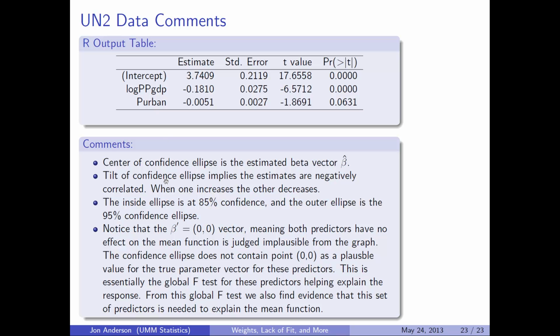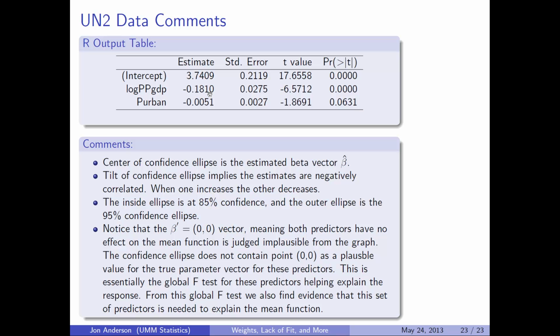That makes the center, and we move away from the beta hat estimates to form the confidence regions. You'll notice that the tilt of the confidence region is a negative tilt, and that means that those estimates are negatively correlated with each other. When one goes up, the other one tends to go down. And the fourth bullet here mentions the fact that 0, 0 does not seem to be a reasonable thing to say about the true underlying beta parameters for the GDP and the percentage urban.